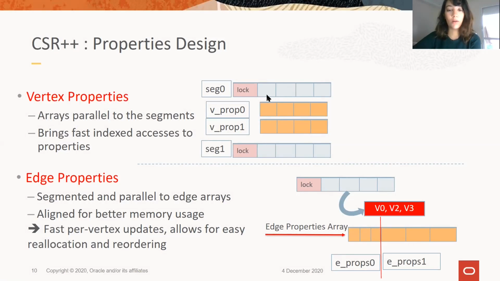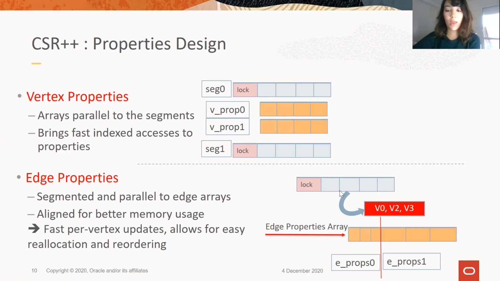So for example, if we have the index of a vertex, we can deduce the index of the property value of that vertex in a given vertex property array. So this way, this actually allows for fast index accesses to the vertex properties. For edge properties, we have the same segmentation approach as for edges.